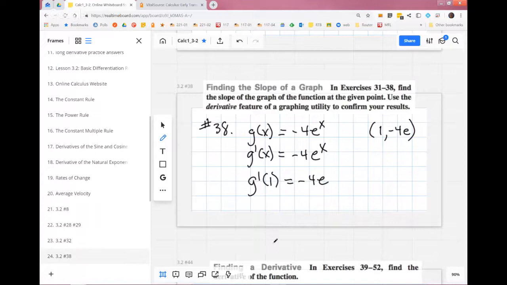That's our derivative. Now, what's the derivative at 1? Plug in a 1 for x. E to the 1 is e. There's our derivative. That's the slope of the graph.